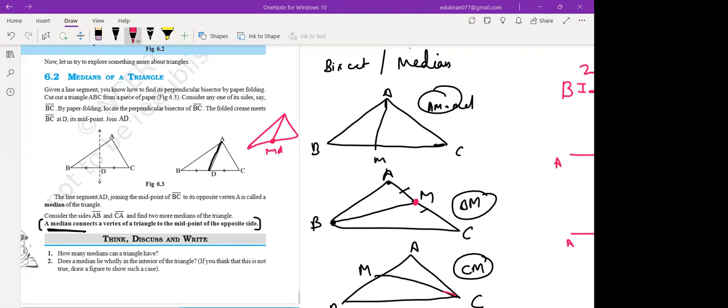Ma'am, what is this before median? It's written bisect. Don't write bisect. Only write median. I'll tell you what to write for bisect. Okay.